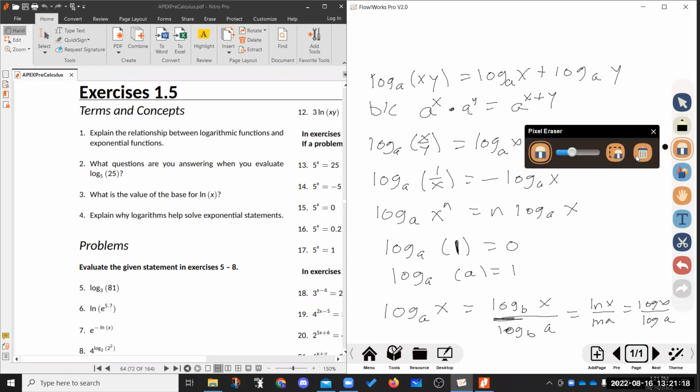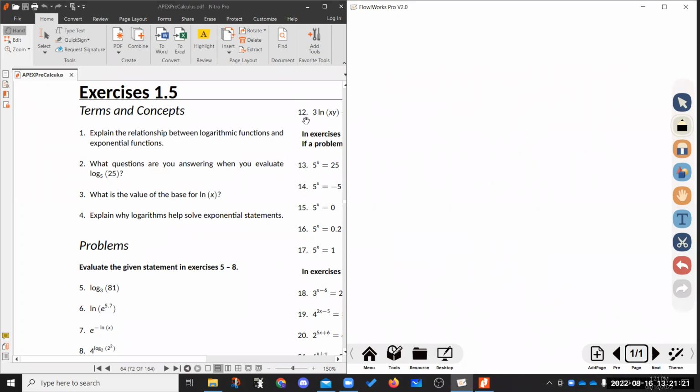So let's jump into our problems today. Explain the relationship between logarithmic functions and exponential functions. They're inverses of one another. They undo one another in the same way that multiplication and division undo one another, addition and subtraction undo one another. So if I take log base a of a to the x, they undo one another and give me x. If I take a to the log base a of x, they undo one another and give me x. But let's give it a more formal definition here.